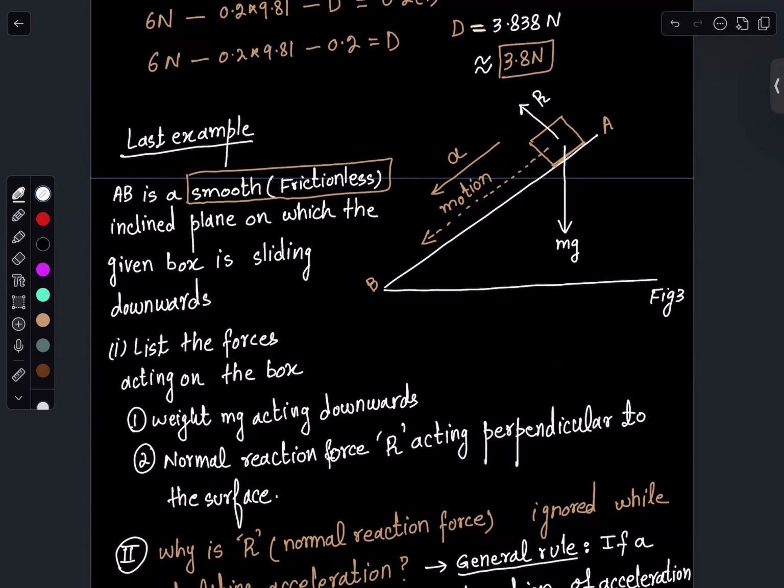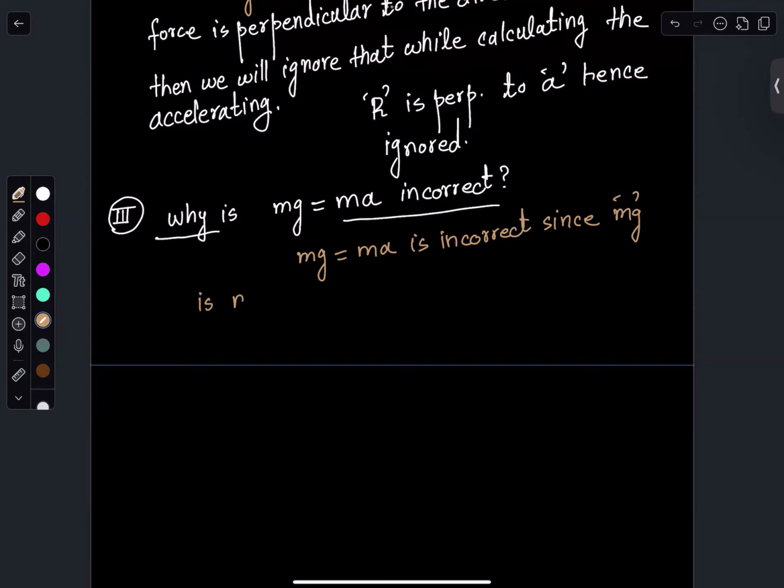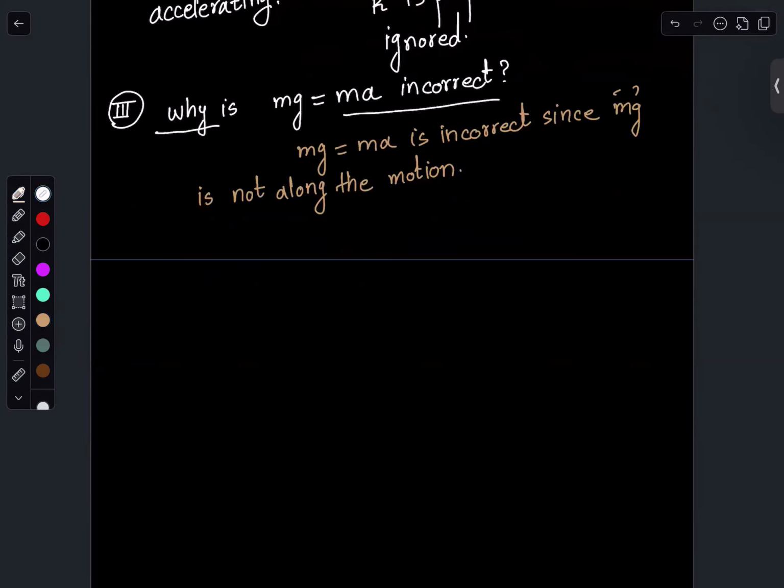उसको रिजॉल्व करेंगे. अच्छा अब ये एंगल हो गया फॉर एग्जांपल थीटा. अच्छा अब आप ये लिखें कि mg इज इक्वल टू ma इज इनकरेक्ट. रीजन क्या बताएंगे मूसा इसकी? Since mg is not along the motion. बेटा mg जो है वो मोशन की डायरेक्शन में नहीं है, दैट्स वाई आप mg इज इक्वल टू ma नहीं कर सकते.